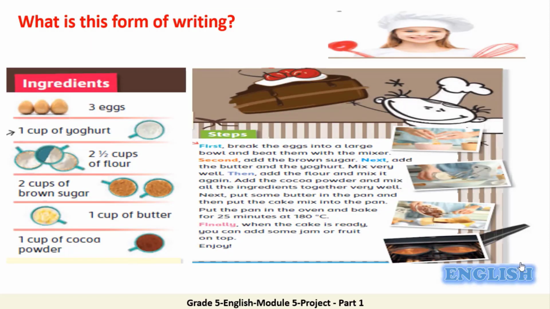Dear students, look at these pictures. What can you see here? Here we see a girl that is making a cake. And we see a list of things that she needs to make a cake. These things are called ingredients. Also we see the steps that she is following to make a cake. So what is this form of writing? It is a recipe.